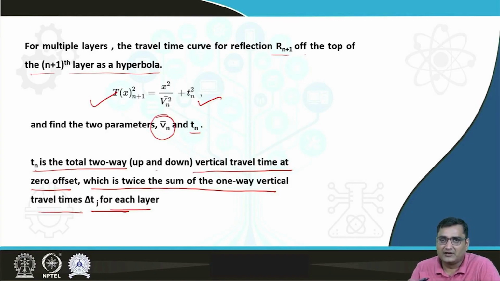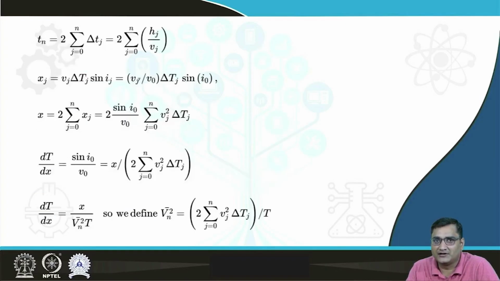So it is basically the total time for the ray which is going up and down for covering the total thickness from the top of the 0th layer to the top of the n plus 1th layer. Now this is the Tn time, that is 2 summation j equal to 0 to n delta Tj, that is equal to 2 summation j equal to 0 to n hj by vj. So hj is the thickness of each jth layer, vj is the velocity in the jth layer.